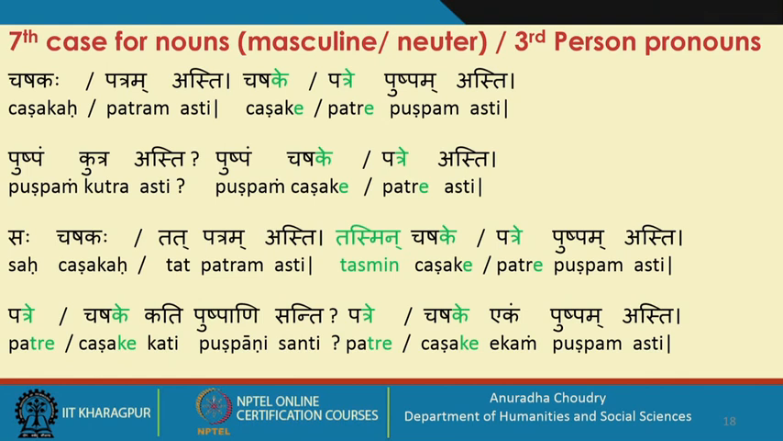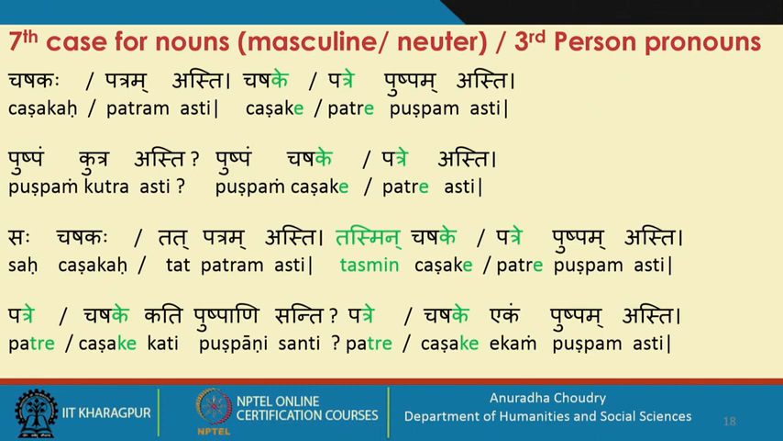Answer, pushpam chashake asti or pushpam patre asti. Next, when you combine the noun along with the pronoun, we have saha chashakaha asti or tat patram asti, and then we say tasmin chashake or tasmin patre pushpam asti. You can never have a sentence which says saha chashake pushpam asti.